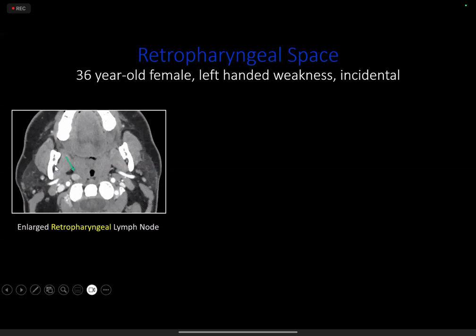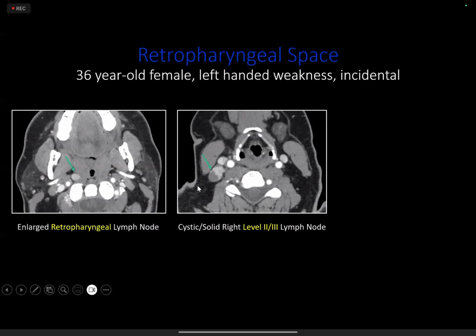Unfortunately, this patient had a large right retropharyngeal lymph node that's clearly abnormal. It enhances on the right-hand side compared with the normal left-hand side. So now we're going to look for other abnormalities. Scroll a little bit further, and you see this solid cystic lymph node right over here at level 2 and 3. Don't stop there. You need to find the origin of this lesion.